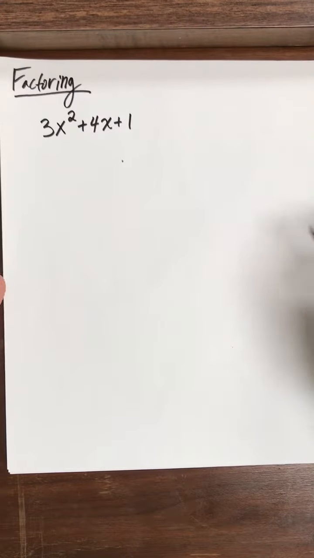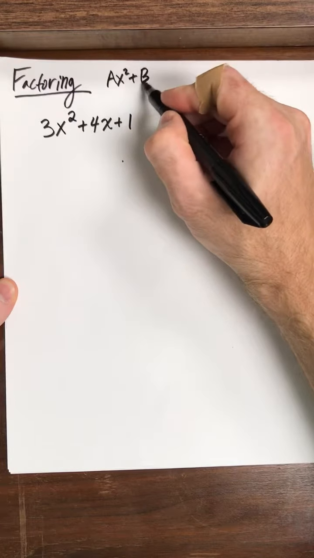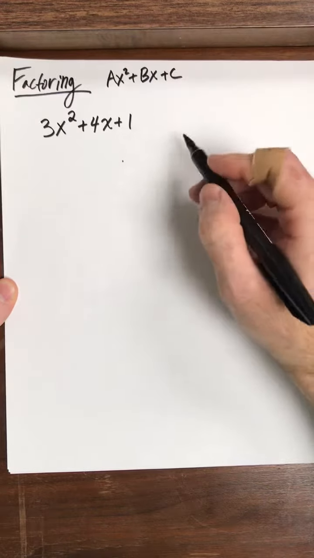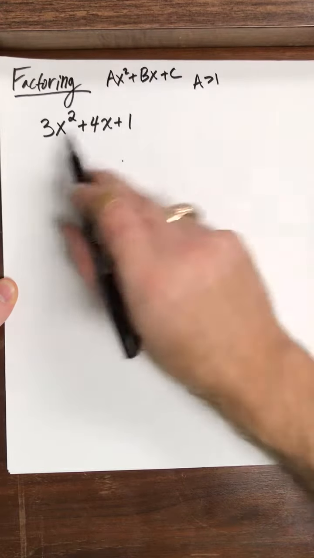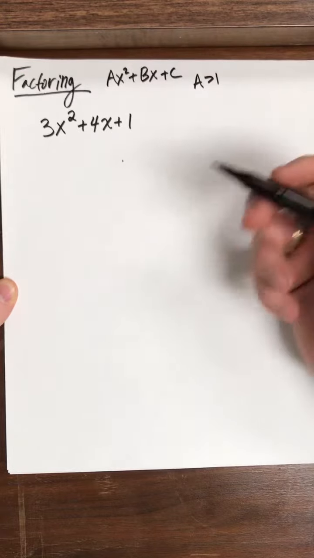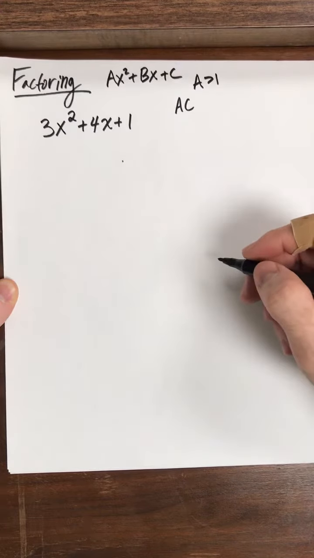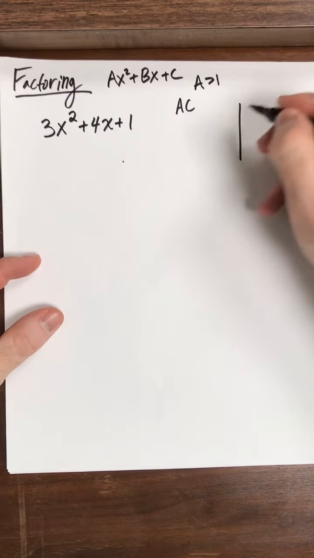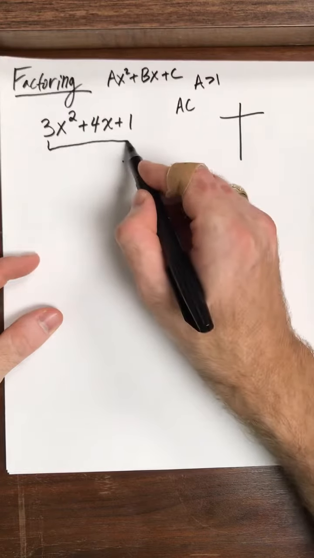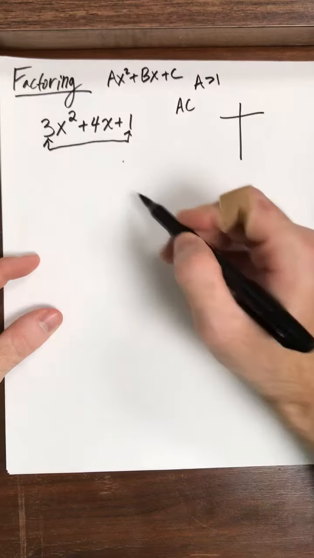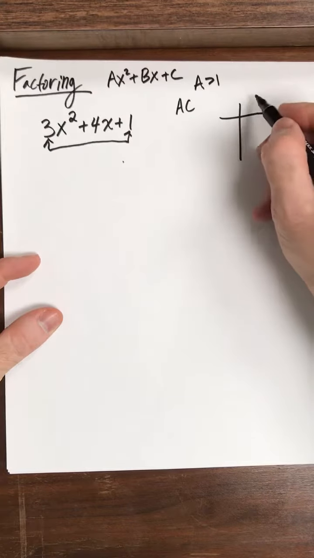Okay, we're going to factor a trinomial where we have ax squared plus bx plus c, and we're going to do it with a greater than 1. So here our a is equal to 3. Now using the AC method, we're going to set up a t-chart. With the AC method, we multiply the first and the last, so the leading coefficient with the constant, 3 times 1 gives me 3.